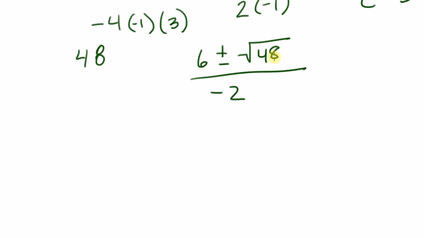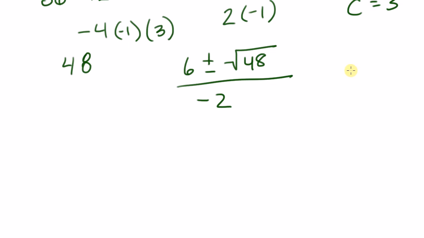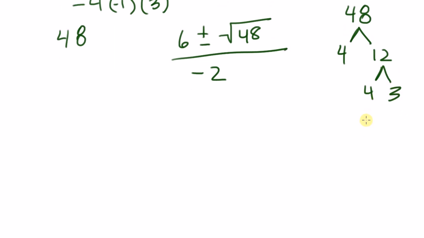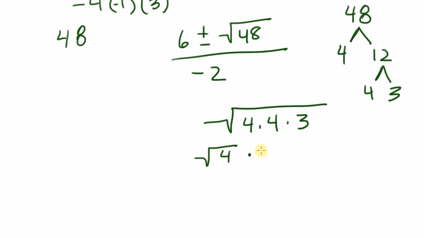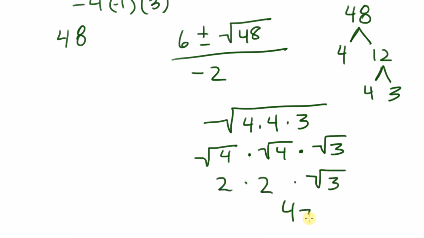Alright, so there are my zeros. If I wanted to, I could try to factor this. I know 4 goes into here, so I'm going to start with 4 times 12, and then 4 goes into that, 4 times 3. So this square root of 48 turns into 4 times 4 times 3, and then I can break that apart to the square root of 4 times the square root of 4 times the square root of 3, and that's just 2 times 2 times the square root of 3, so I have 4 root 3.